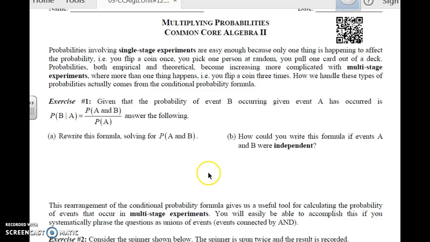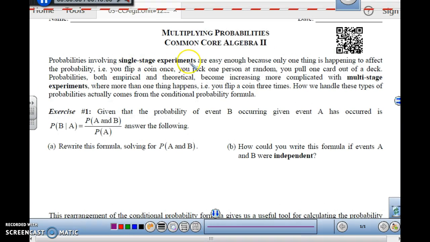This is Algebra 2, Unit 12, Lesson 6 on multiplying probabilities. Now, probabilities involving single-stage experiments are easy enough because only one thing is happening to affect the probability. So, for example, you flip a coin, you pick one person at random, you pull a card out of a deck. But probabilities, both empirical and theoretical, become increasingly more complicated with multi-stage experiments where more than one thing happens. So, flip a coin 3 times, for example.